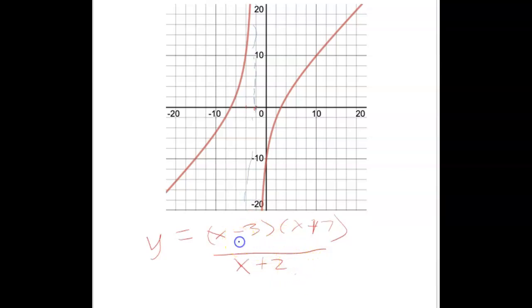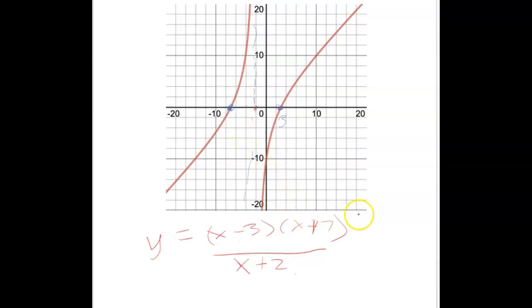Now, x minus 3 would be 0 at x equals 3. And what we see happens at x equals 3 is our graph crosses the x-axis. X plus 7 would be 0 at x equals negative 7. And look at this, at negative 7, we cross the x-axis.